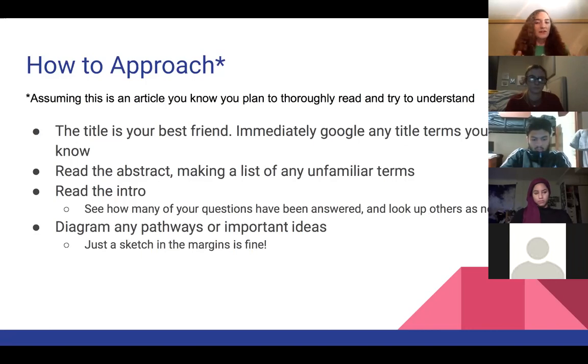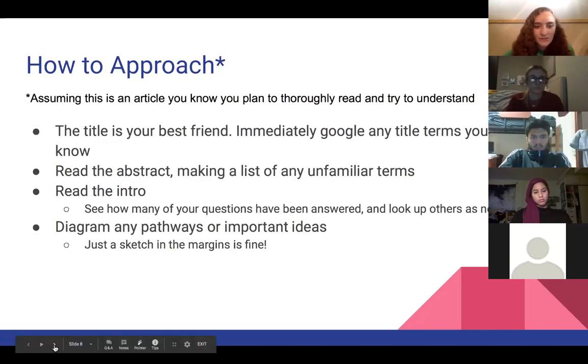And another strategy that I like to use, especially when it's really biochemistry stuff, is to diagram the different pathways, just so I know what's going on. Or I'll diagram, well, they did this, then they did this. I would make a little flow chart just so I know. Those are ways I like to do it.